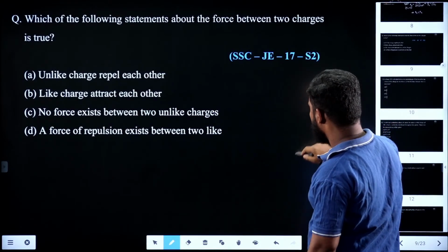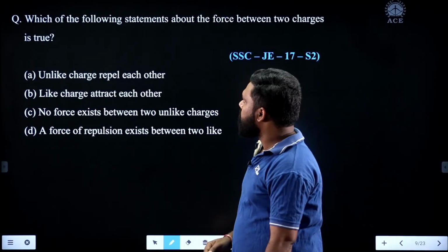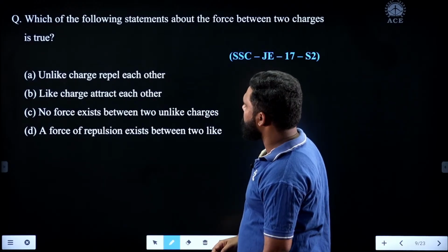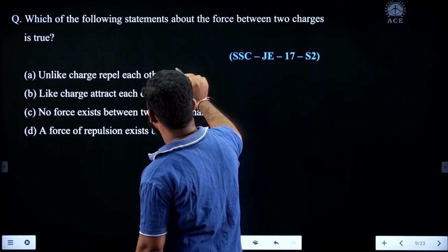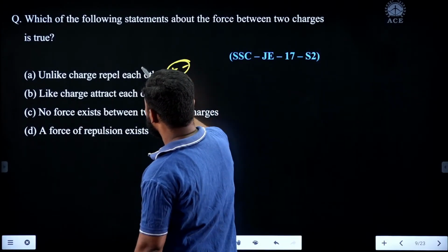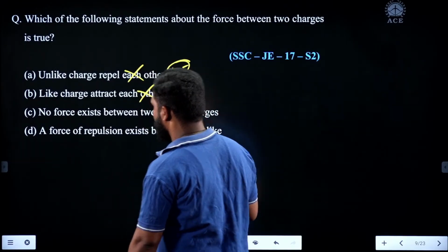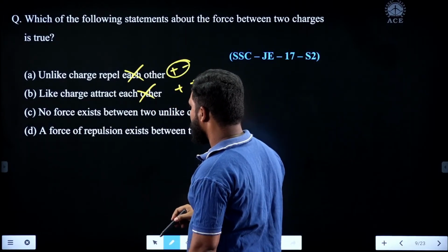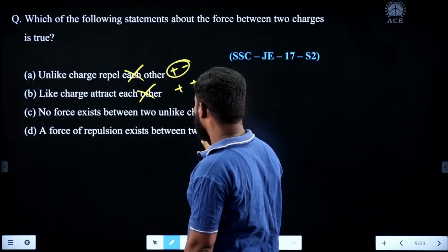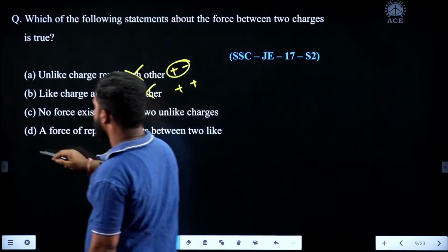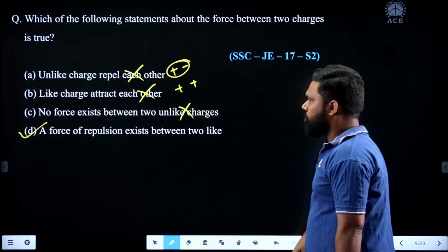This was an SSC JE question. It is a direct theory question, you can answer it directly from the definition of Coulomb's law. Which of the following statements about the force between two charges is true? Unlike charges repel each other. No, unlike charges means positive and negative, they will attract, so this statement is wrong. Second one, like charges attract each other. No, positive and positive will not attract, this statement is wrong. No force exists between... A force of repulsion exists between two like charges. Yes, so this is the correct statement. No force exists between two unlike charges. No. So option D is the answer.